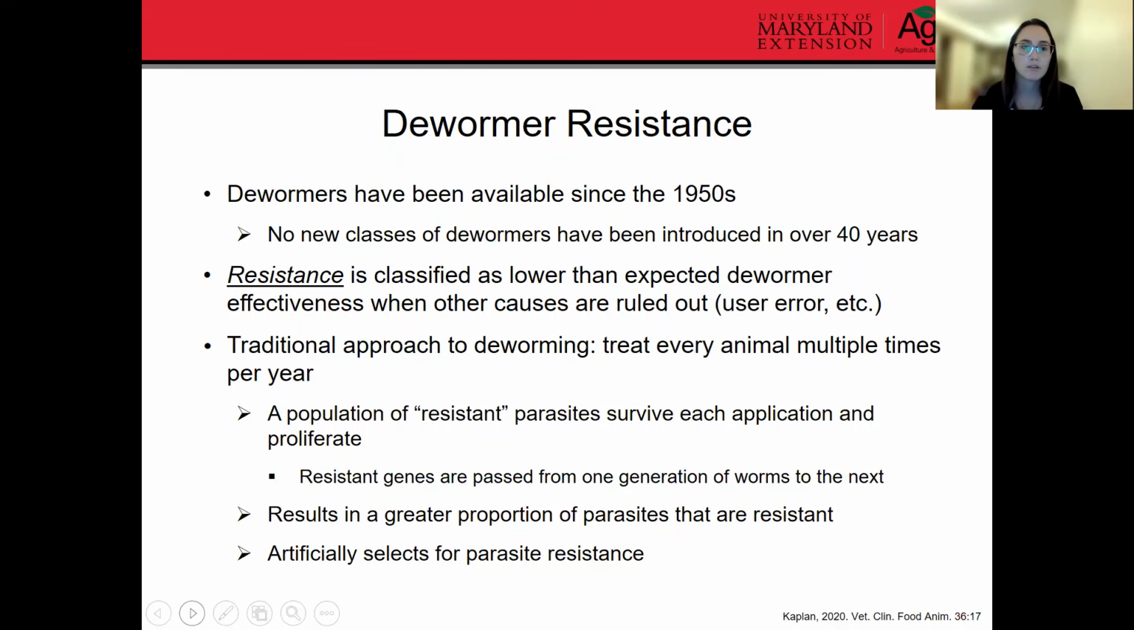Why is that? Traditional approaches to deworming were to treat every single animal multiple times per year. The problem with this is that a population of resistant parasites will survive each application and reproduce. Those resistant genes are passed from one generation of worms to the next, and that results in a greater proportion of parasites that are resistant to the dewormer that's being used. Unfortunately, that traditional approach has been artificially selecting for parasite resistance.